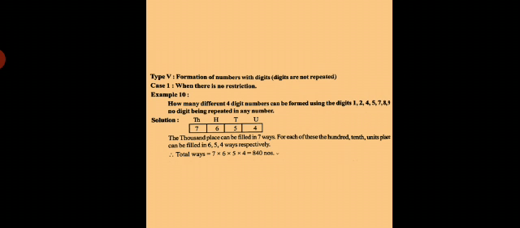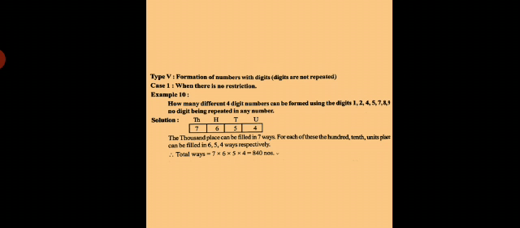Next type, formation of numbers with digits, where digits are not repeated. In that, first we see the case when there is no restriction. For example, how many different 4-digit numbers can be formed using the digits 1, 2, 4, 5, 7, 8, 9, with no digit being repeated in any number?